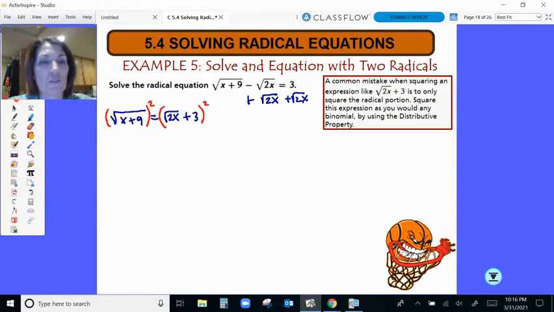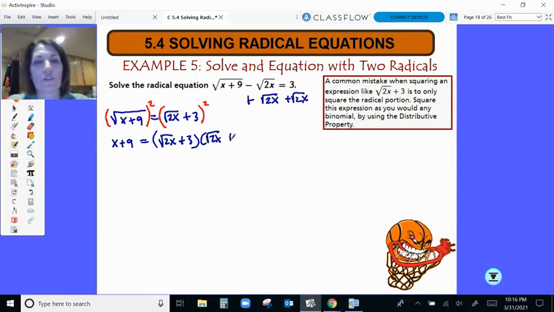This side just eliminates the radical, so that just becomes x plus 9. But the problem is this side, it's a binomial, so we have to go square root of 2x plus 3 times the square root of 2x plus 3. You have to really pay attention to that. So let's figure out what that gives us here.